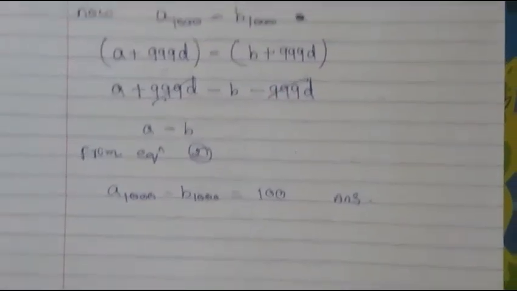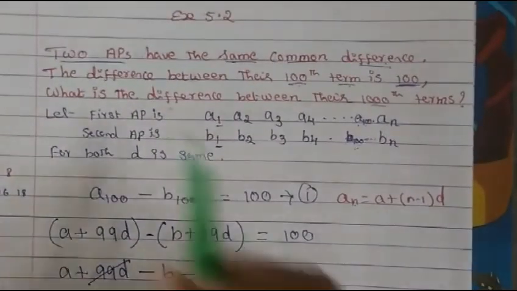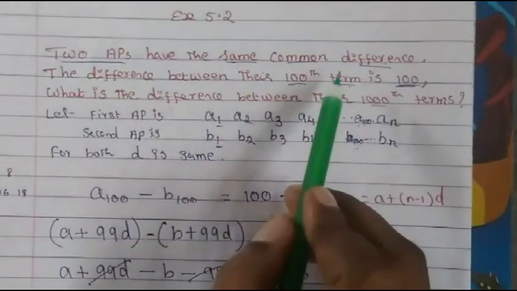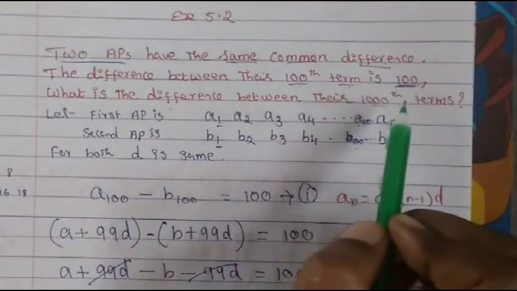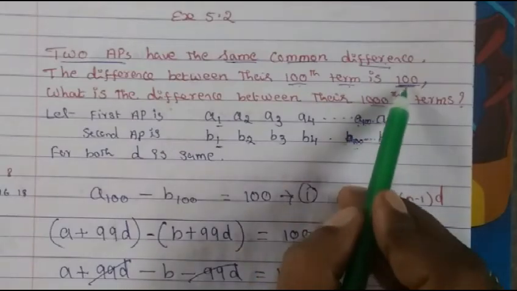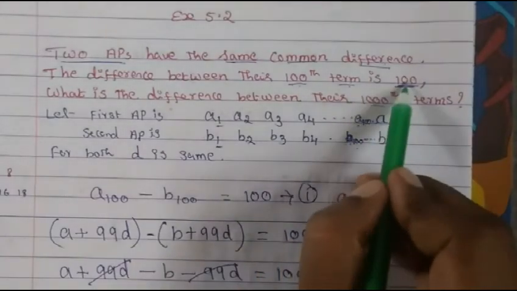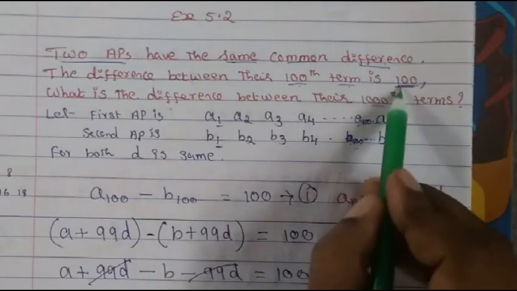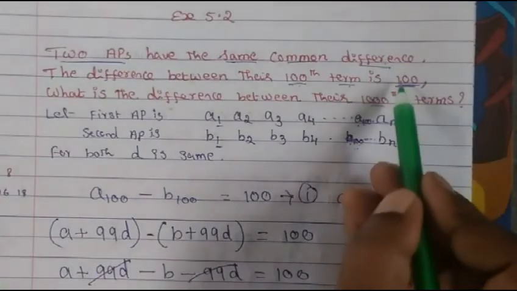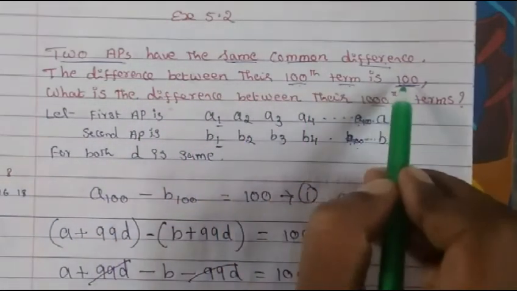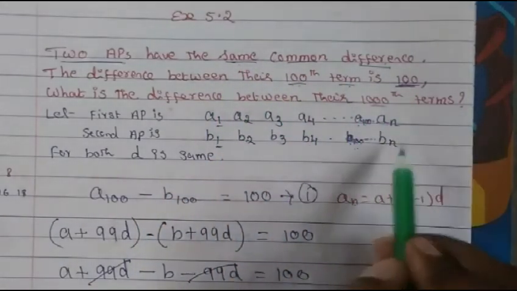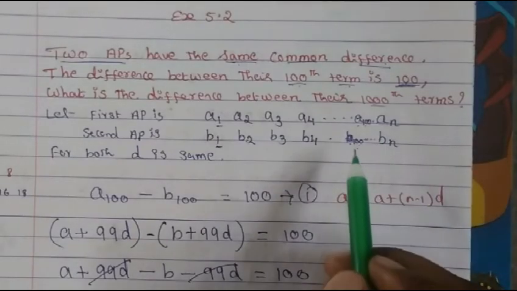As I said, whatever may be the question, it is given to us that two APs are there and they have the same common difference. So if they have the same common difference, their 100th term difference is 100. So whichever term is there, the difference remains the same. If the 100th term difference is 100, then the 1000th term difference will also be 100 only. If they ask you to find the 2000th term, it will also be 100 only, because the d value is the same. So whichever term you take for both, the d value remains the same.